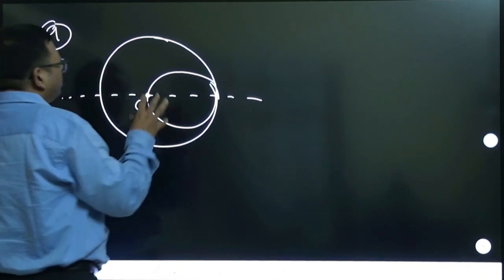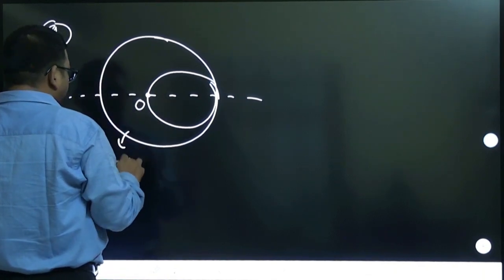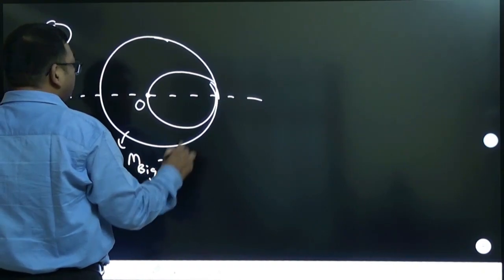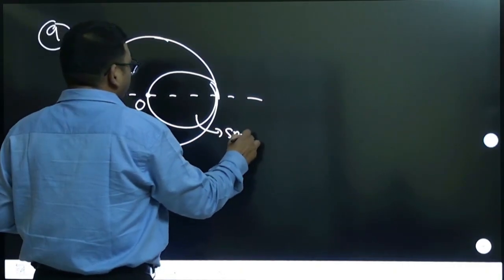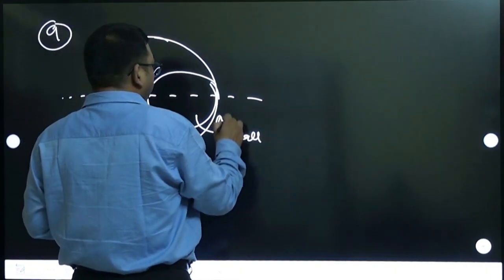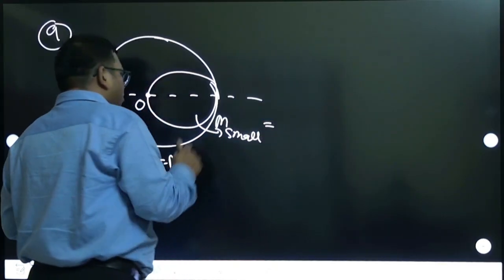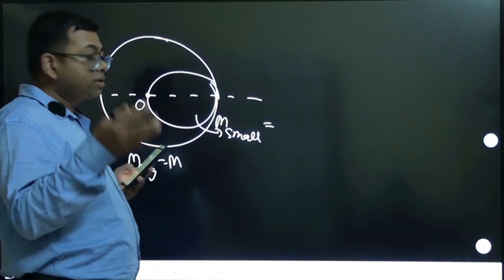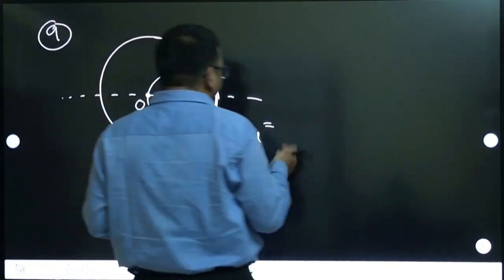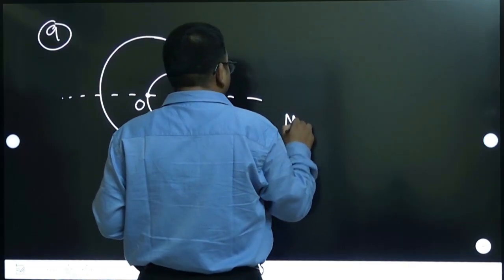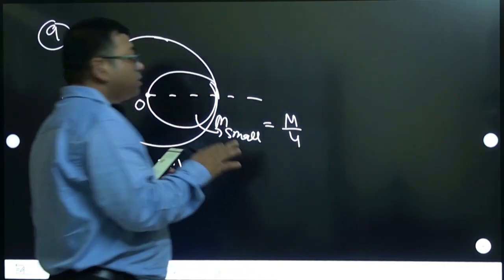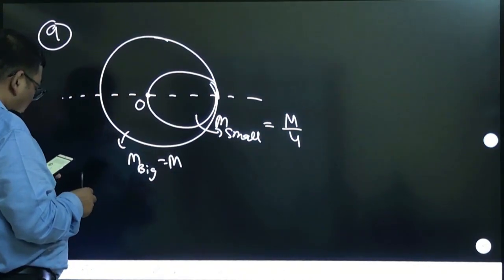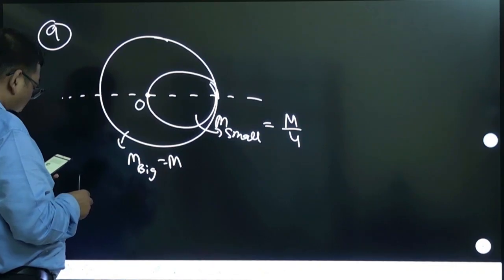So first of all, note that the mass is capital M for the bigger disk. This is the smaller mass. How much is the smaller mass? Because its radius is half and it is a disk, mass is proportional to area, so radius squared. So radius is 1 by 2, squared means 1 by 4. So this is M by 4, this is the M by 4 you have removed, right? So now find the moment of inertia of the remaining part of the disk about the same axis.